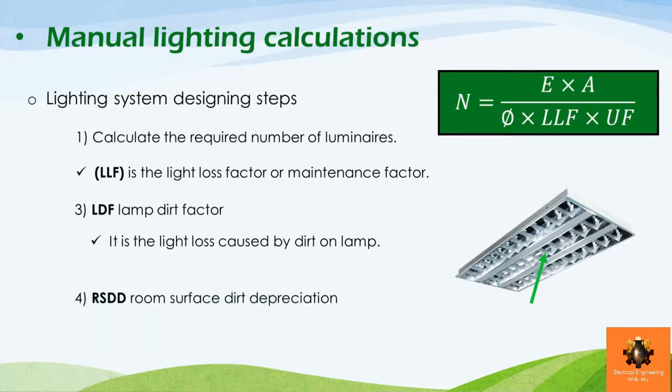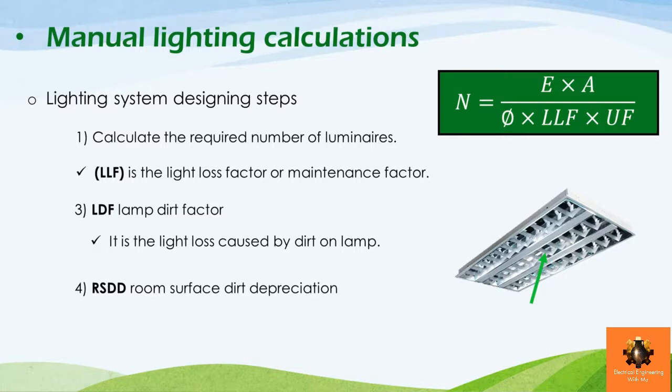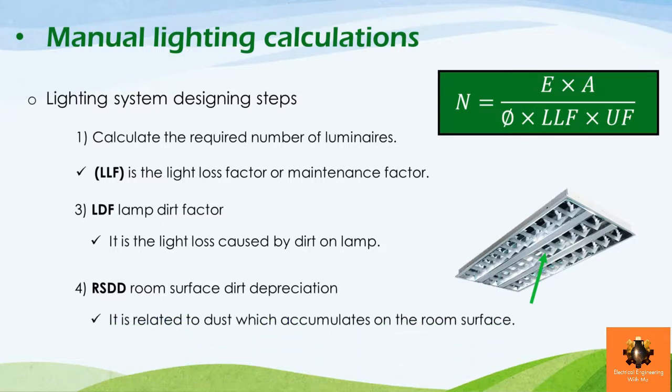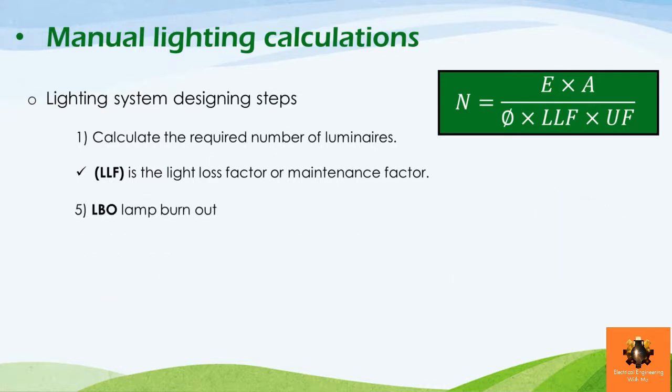Alright. Now the fourth factor we have is RSDD, the room surface dirt depreciation. This factor is related to the dirt on the surfaces of the room, as when the room surfaces have dirt or dust on them, this will absorb the lumens out of the lamp and decrease the effect of the light out of the lamp. While when the room surfaces have less dust or dirt, this increases the effect of the light or illumination, which makes the room appear brighter. So that's for RSDD.